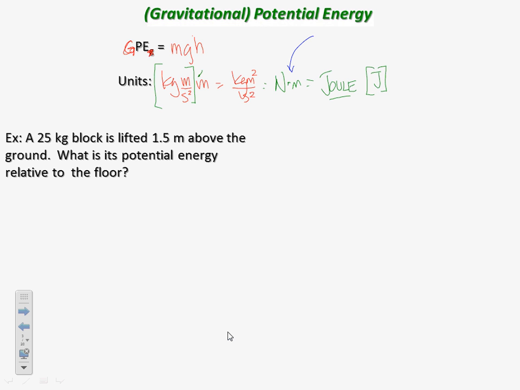So yeah, there's the units of gravitational potential energy. The joule. All right, a 2.5 kilogram block is lifted 1.5 meters above the ground. What's its potential energy, relative to the floor? Well, GPE equals mgh. GPE equals mg, I'll call 25 newtons, times h, 1.5 meters. Ding, ding, ding. Okay.